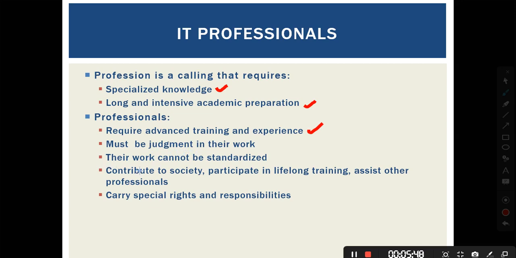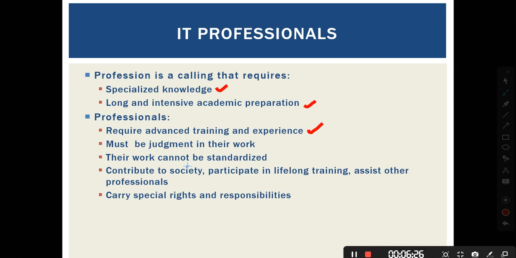And the third point is that their work cannot be standardized. Cannot be standardized means that their job requires vast knowledge and specialization. Sometimes we can say that their work is not standardized work. And the fourth one is that the professional should contribute to the society.